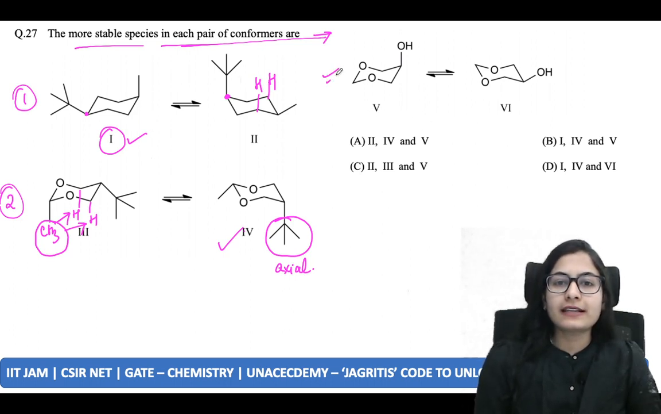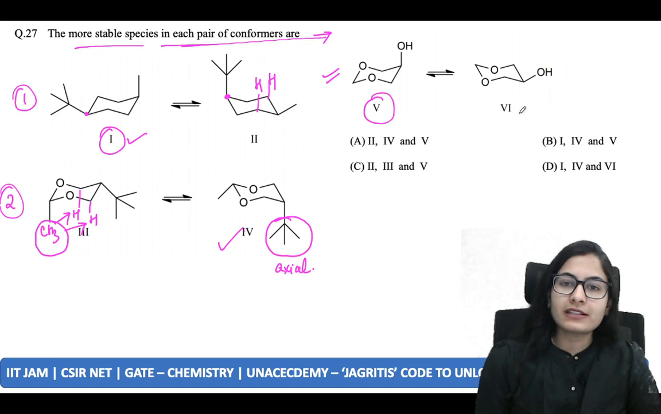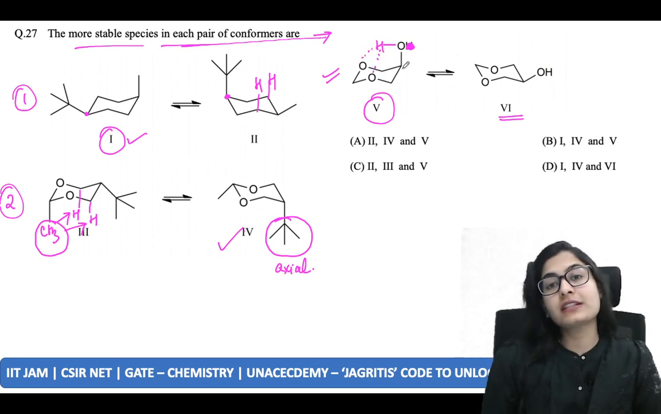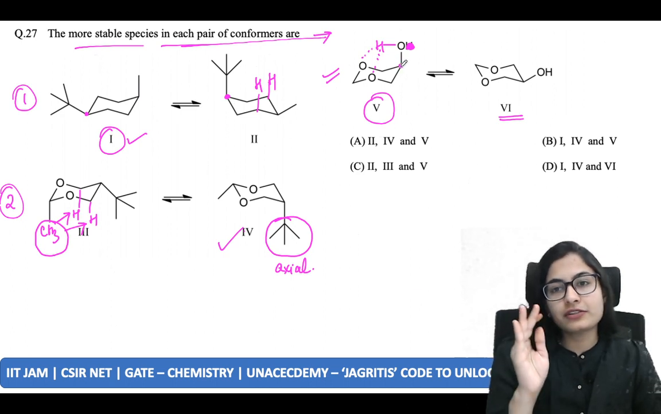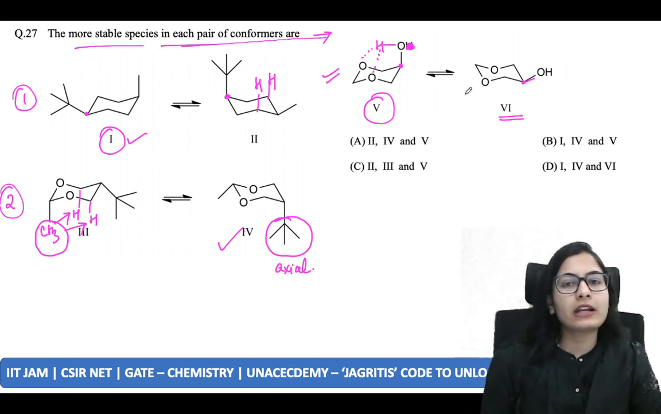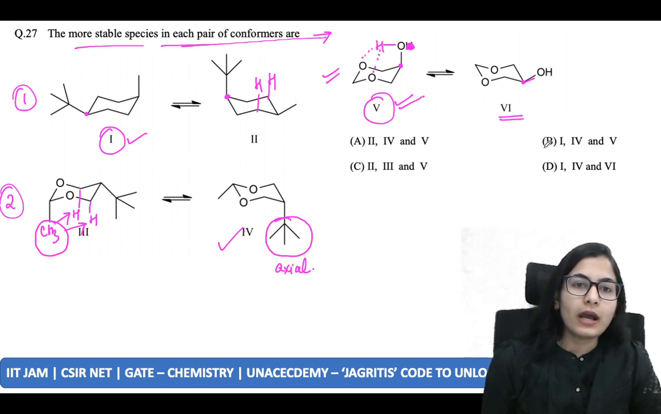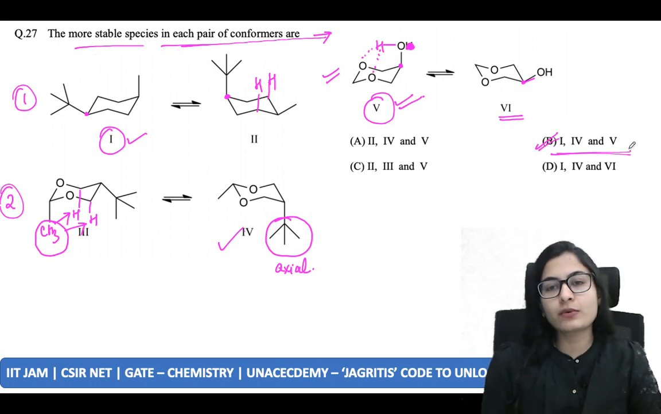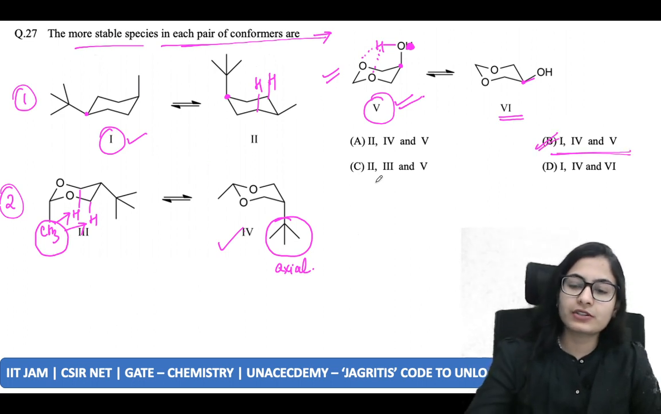About the third example over here, 5 is once again going to be more stable than 6. Why? Because you can write the hydrogen in this way, which does hydrogen bonding with both of these oxygens, even though it is axial. So on the axial position, only hydrogen bonding is possible. On the equatorial, it is a more stable conformation, but there is no hydrogen bonding. So once again, I would say 5 is more stable. So 1, 4 and 5. This is going to be our correct answer for this question.